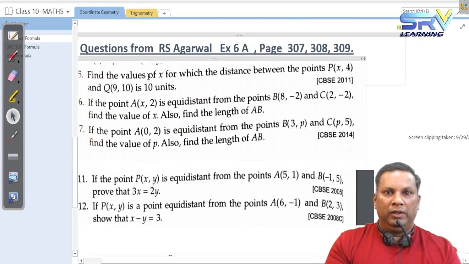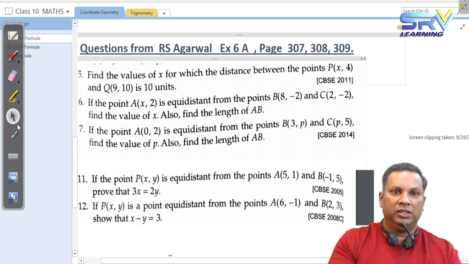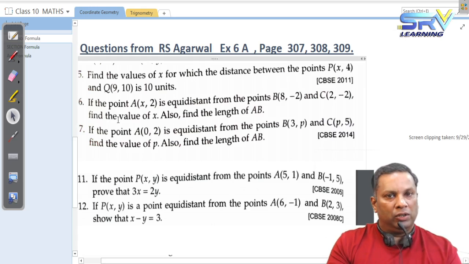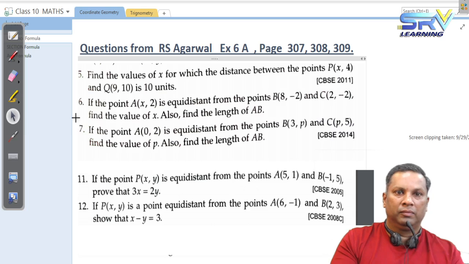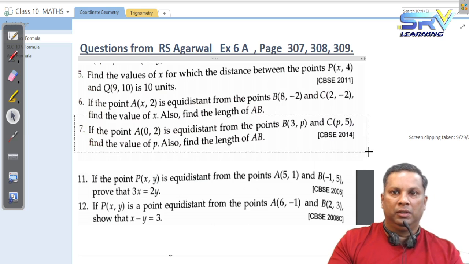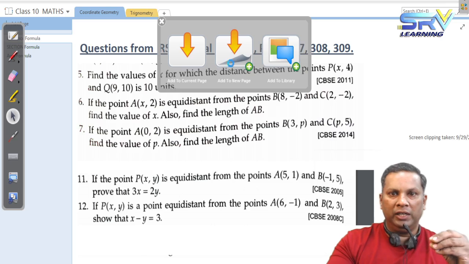So find the values of x in which the distance between these two. ये कर सकते हो. You have to just put the formula. This is easy. Equidistant wala also we have done. Then value of p, also find length of AB. So let me do it for you, this one. It has appeared in one of the exam. Okay. I am not doing all the questions because that kind model of questions I have already done.